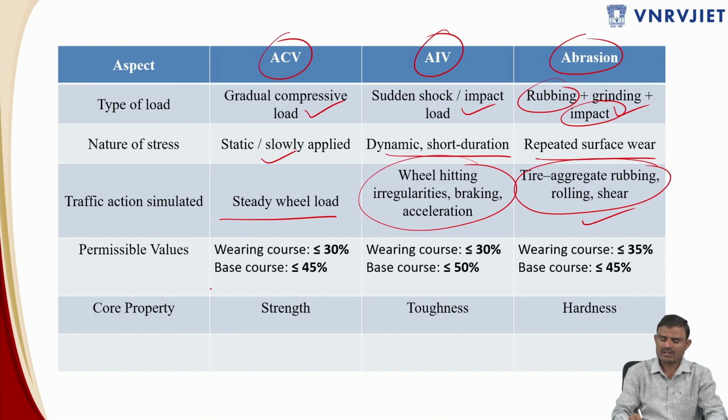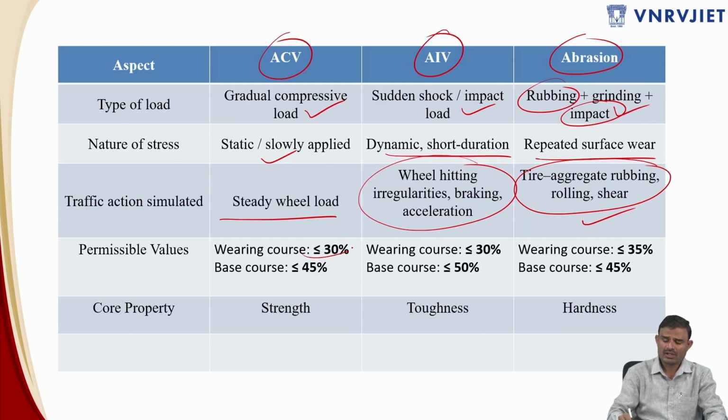Now the permissible values. We all know that the top layer of the pavement is made up of very superior quality material, and we expect it to have very low values of aggregate crushing value, impact value, or abrasion value, because the lower the value of aggregate crushing value or impact value, the better the aggregate.